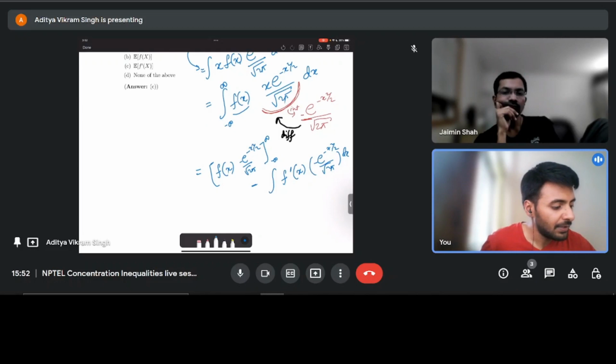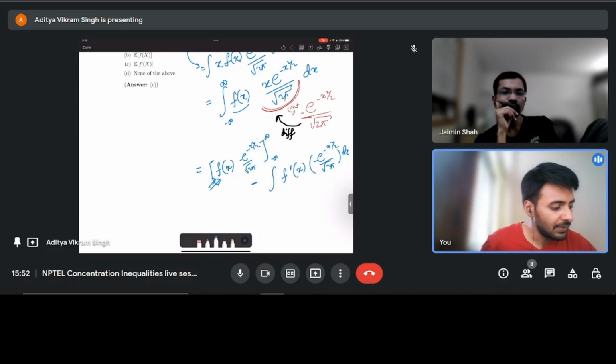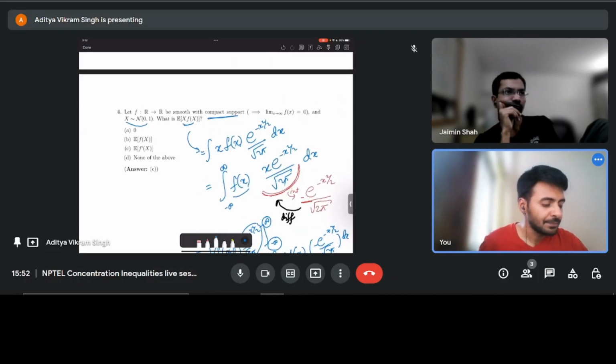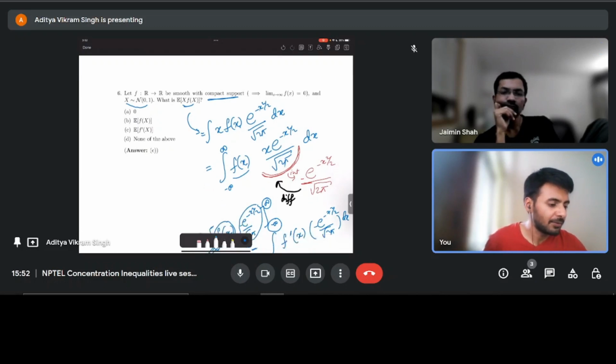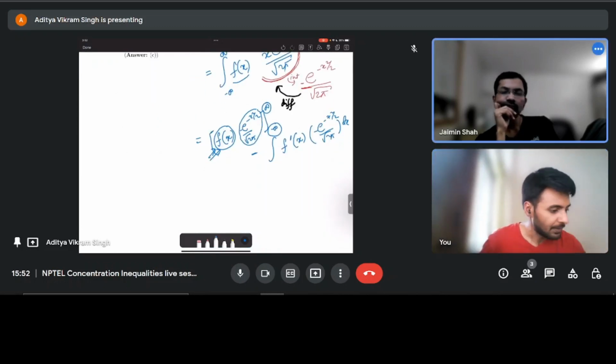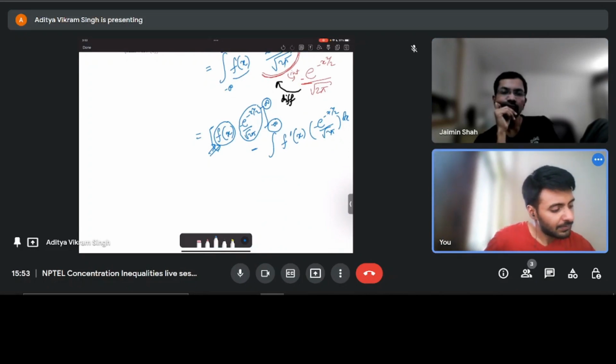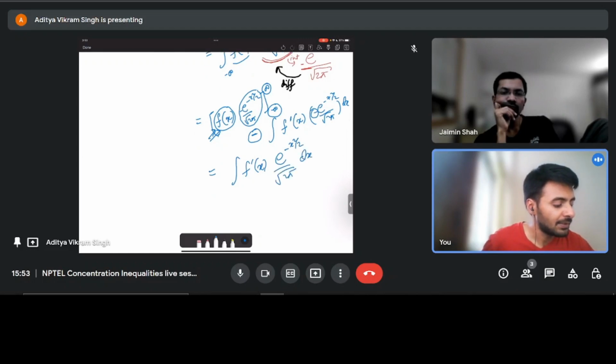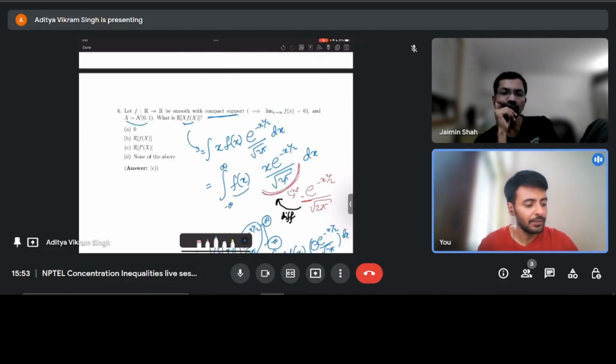Now this boundary quantity is 0, since this goes to 0 at infinity and minus infinity, and f(x) also goes to 0 at infinity and minus infinity because it has compact support. Compact support means supported on, say, a bounded interval. And the minus sign becomes plus, so we just have f'(x) times e^(-x²/2) / √(2π) dx, which is the expectation of f'(x). This is only true for Gaussian.